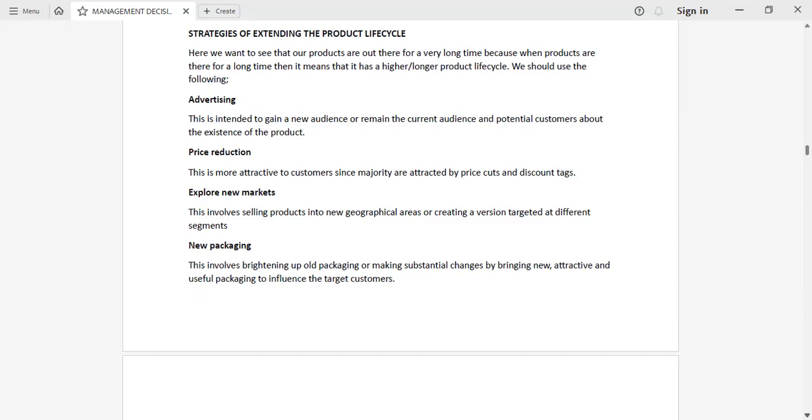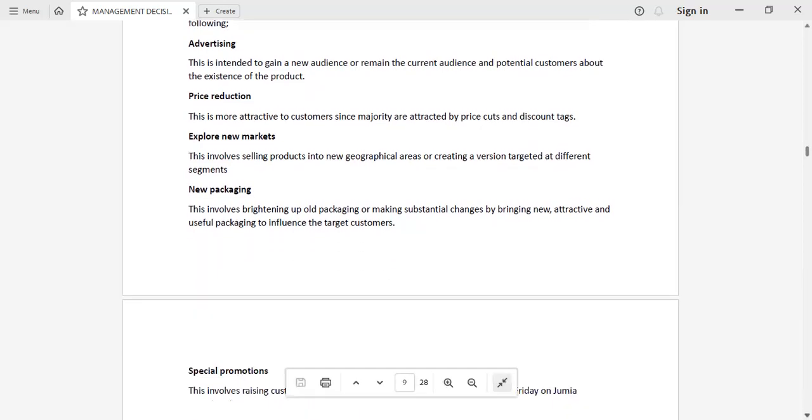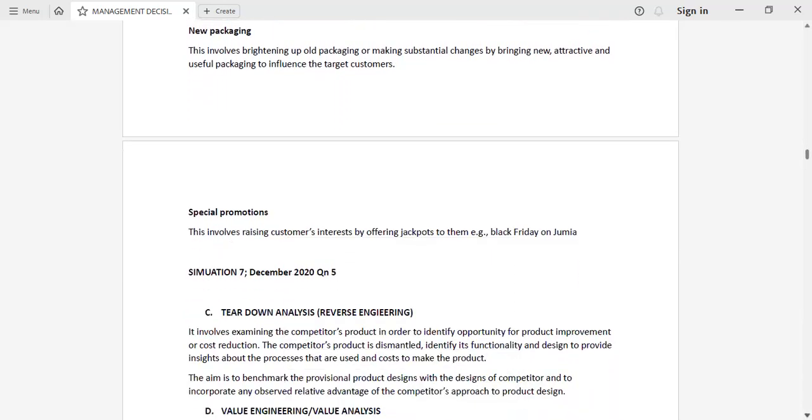Then the last strategy we may look at is sales promotion. Most of the time we are trying to raise the customer's interest by offering jackpots, just like Jumia. Jumia has Black Friday, where prices are reduced, but it's there for maybe once in a week. You see that people are going to buy because prices are a bit lower, so many people buy because of the promotion.